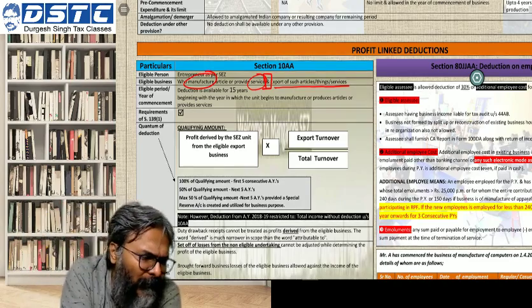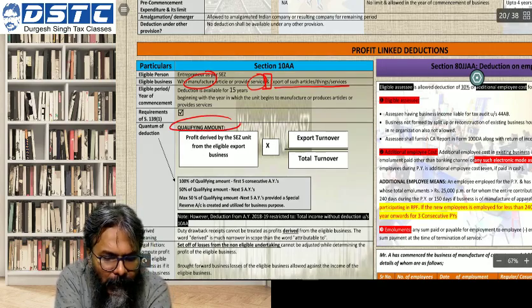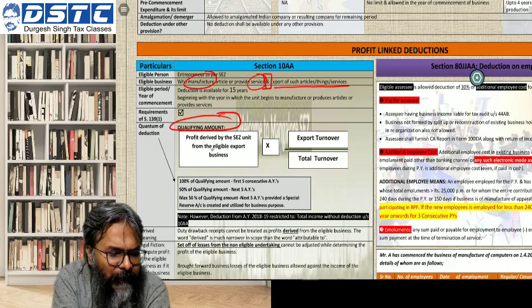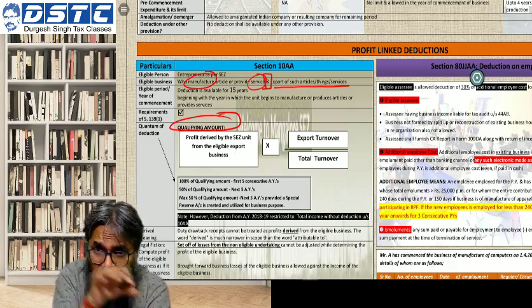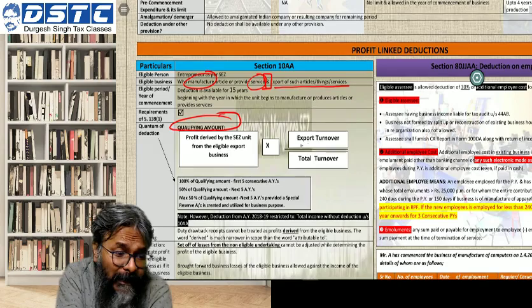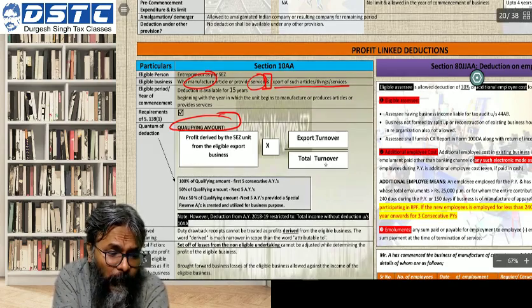So for the quantum of deduction, first of all, students, you have to calculate the qualifying amount. Now what is this qualifying amount? It is the profit derived by the SEZ unit from the eligible export business, multiplied by the export turnover divided by the total turnover. Now how do we calculate the export turnover and the total turnover? We will see in this case.